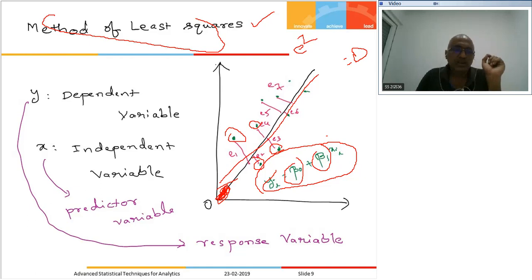So is there any ambiguity in the concept? This is one of the important concepts actually. Okay. So what is correlation? What is regression? In regression, what are we going to do? What is the concept we use?